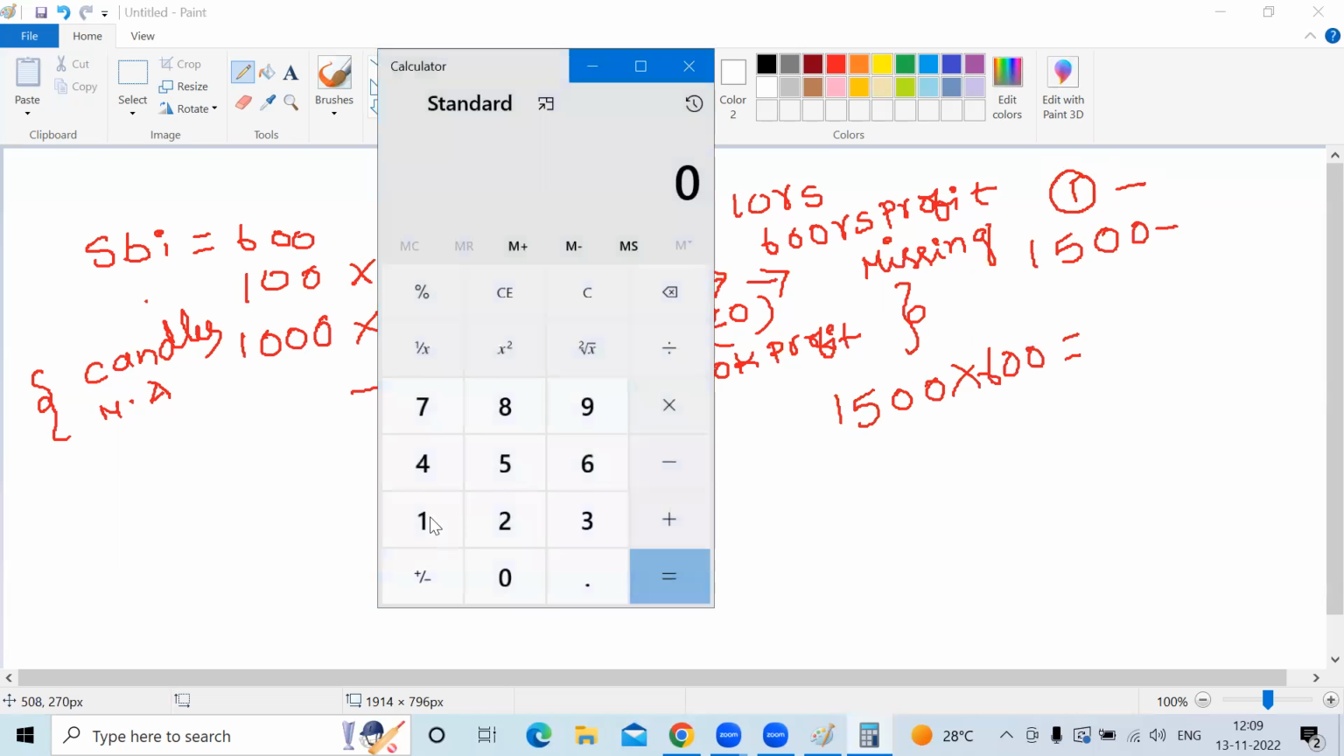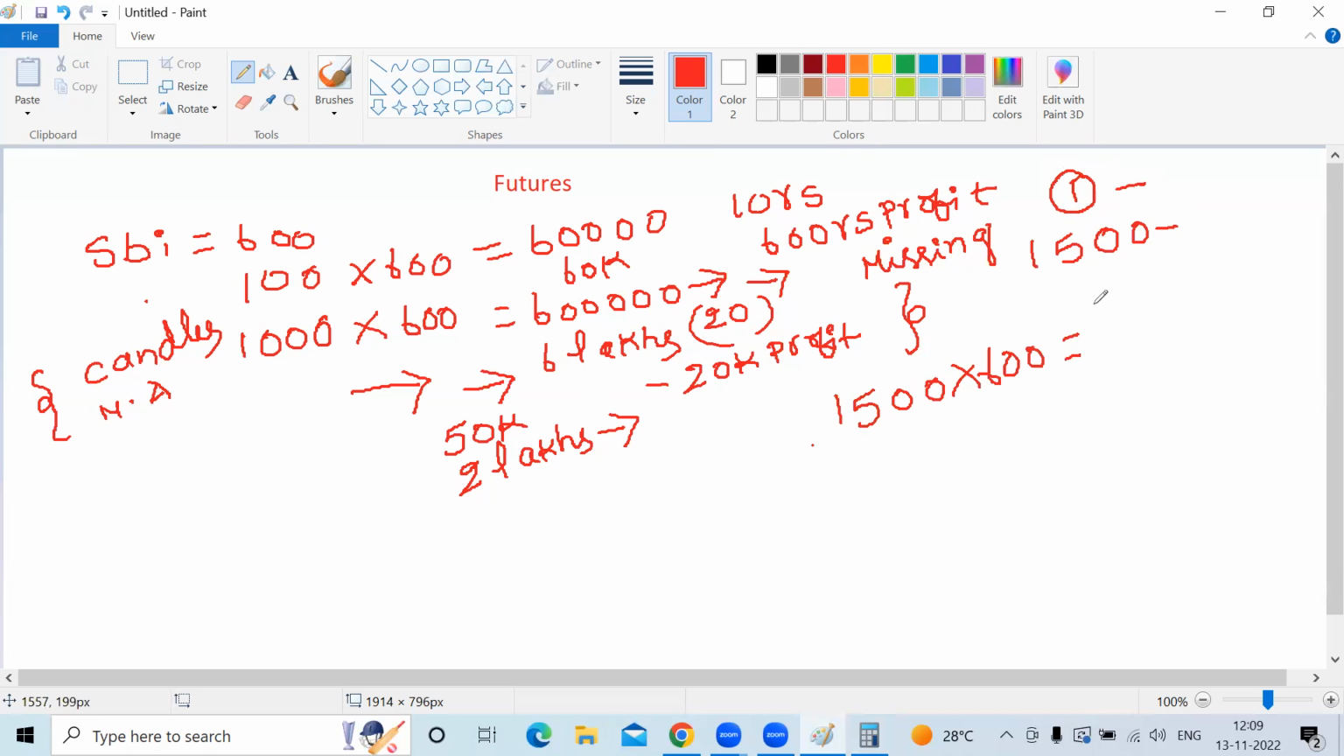Suppose, assume it is not futures, and you want to buy 1500 SBI. How much do you need to pay? Check, 9 lakhs you should have. Forget about 9 lakhs. I don't have money to buy even 1000 quantity, so how can I buy this much quantity? For 1500 quantity, I need 9 lakhs.